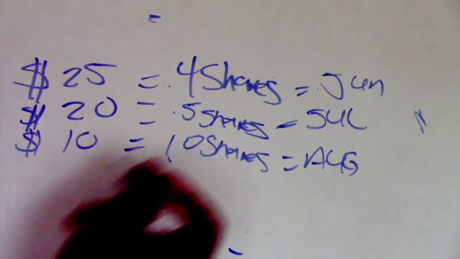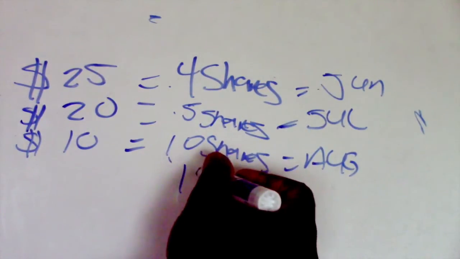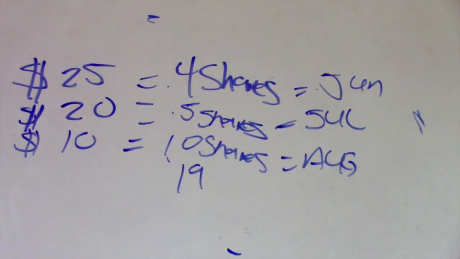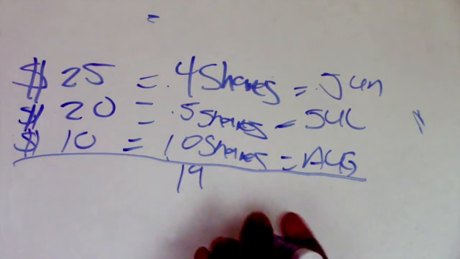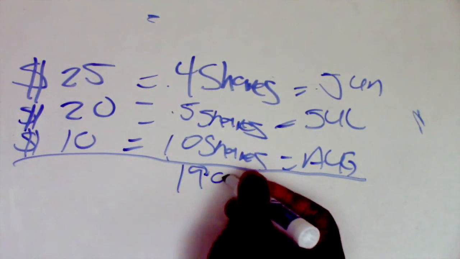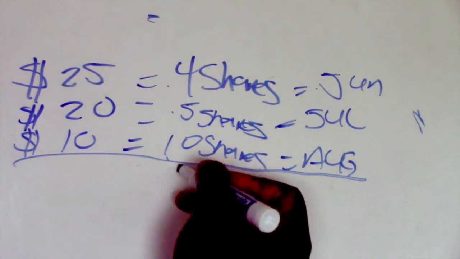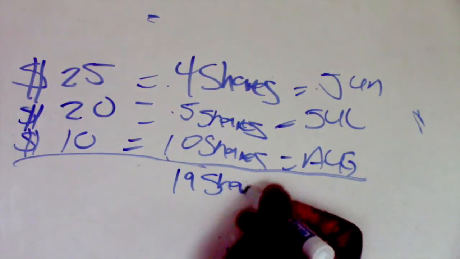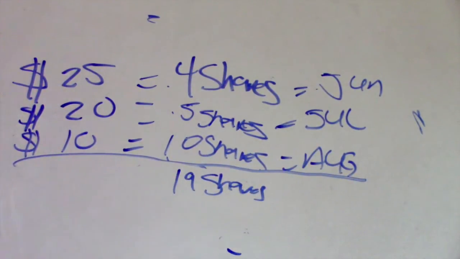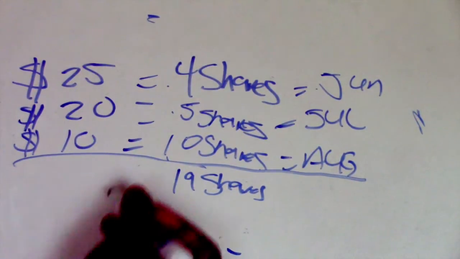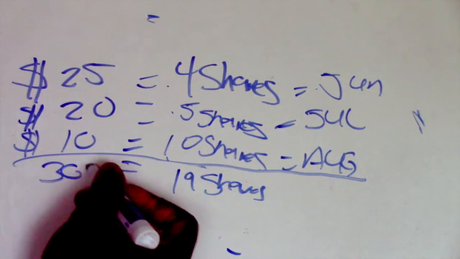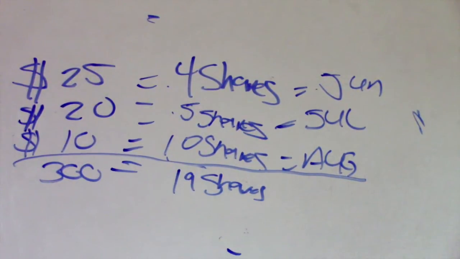That's simple, right? You just add them up over here, which is 19, right? If you bought no more, you now have 19 shares. So now that you have 19 shares, how much money did you spend on the stock? You spent $100 in June, $100 in July, $100 in August, which equals a grand total of $300 that you spent on 19 shares.